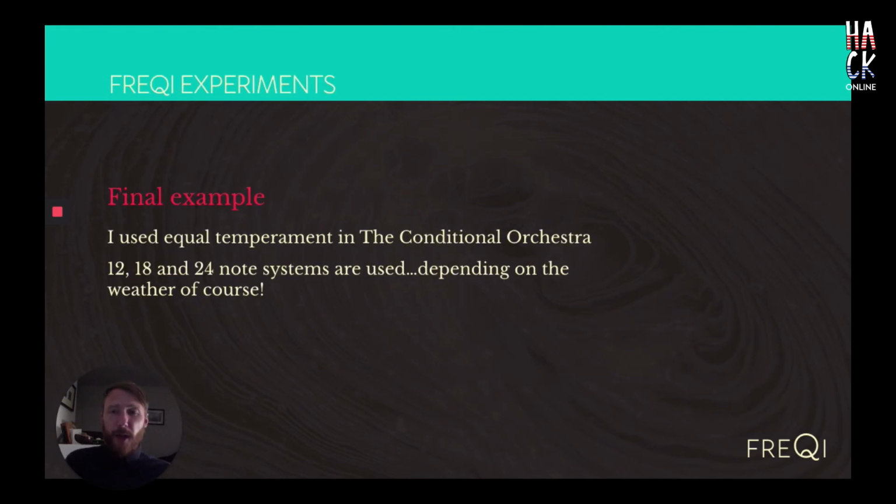So one final example. I used equal temperament, as I said earlier, in the making of the conditional orchestra. And I used 12 and 18 and 24 note systems depending on what the weather was. You'll mostly hear 12 notes because, generally speaking, the weather is reasonably clement. So unless you're in the middle of, and fortunate enough to be in the middle of, a hurricane or such, you're probably going to hear a 12-note scale. Here is some more pleasant weather than you heard before.